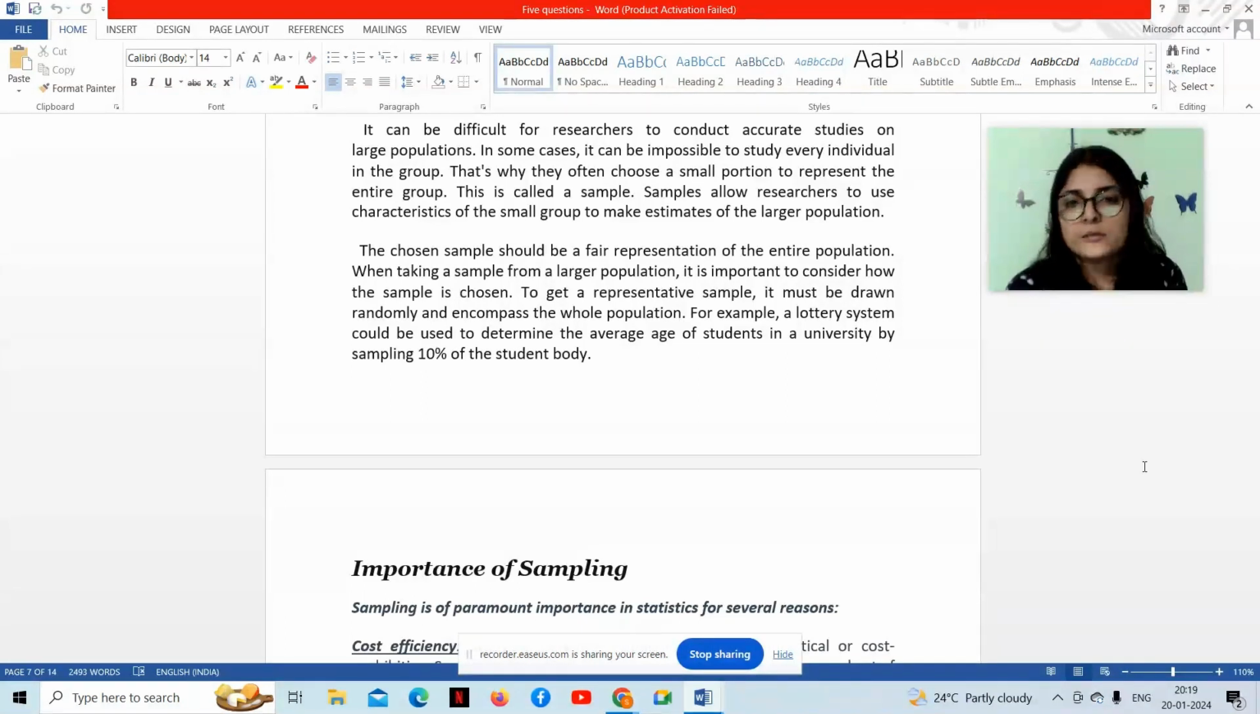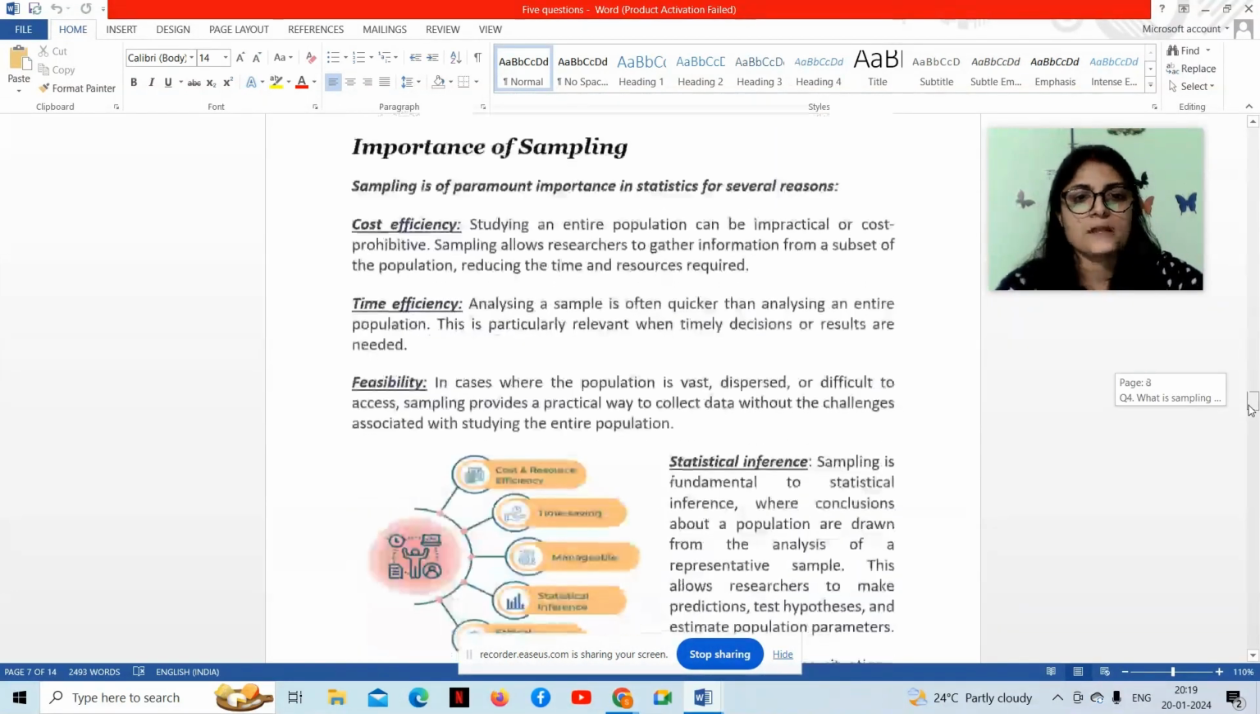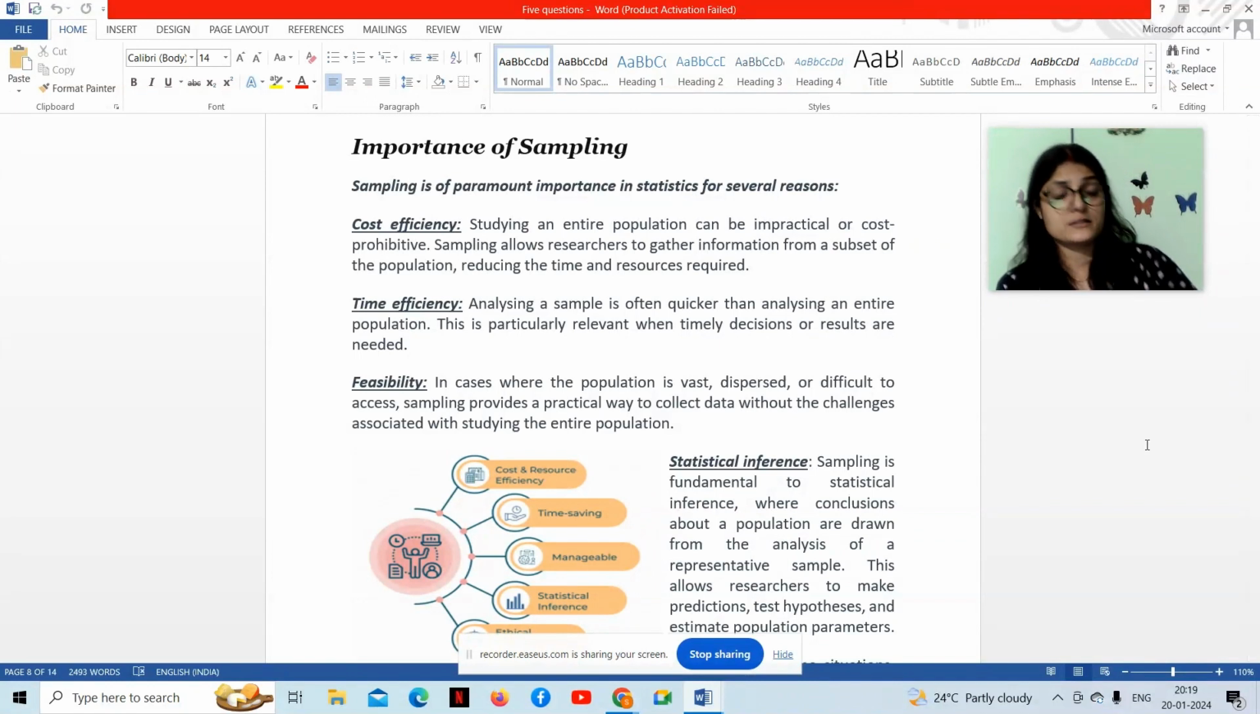When we are taking the sample, it's important to consider how the sample is chosen, right? For example, a lottery system could be used to determine the average age of students in a university by sampling 10% of the student body. Now, let's move to the importance of sampling, because sampling has several importances in statistics.